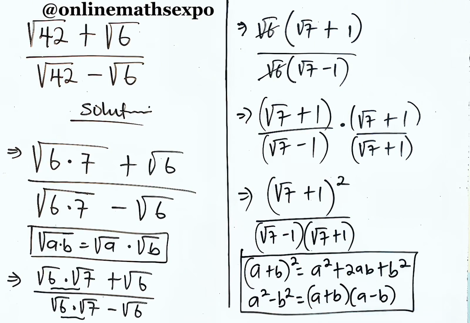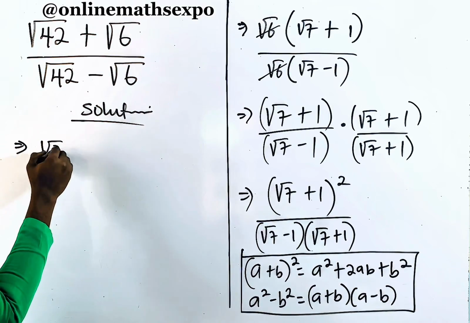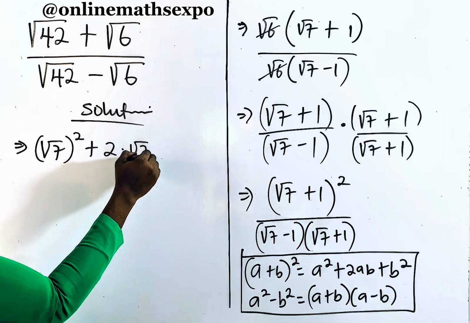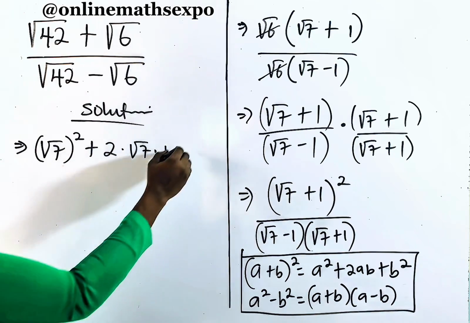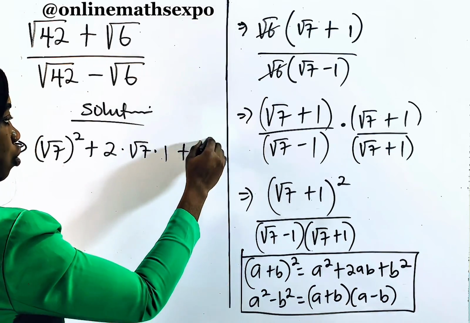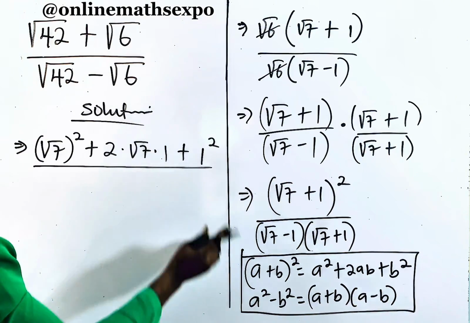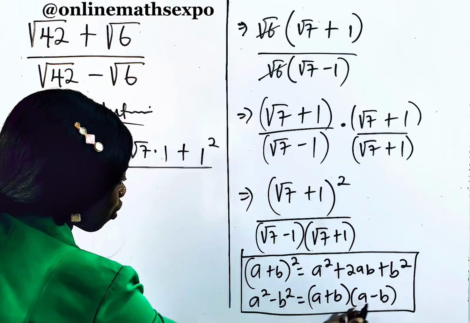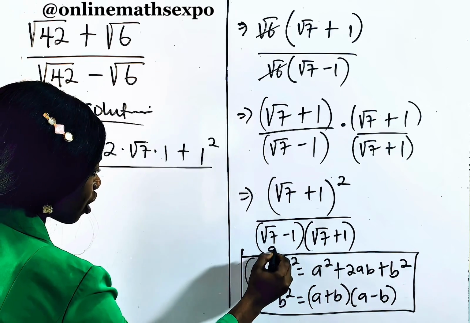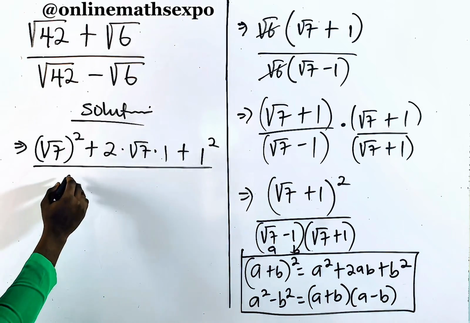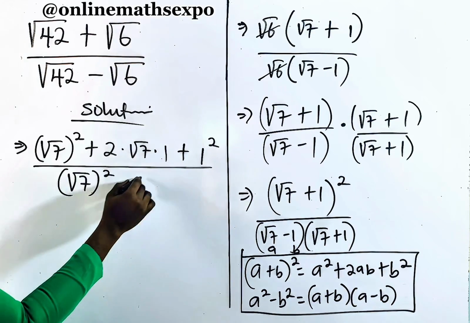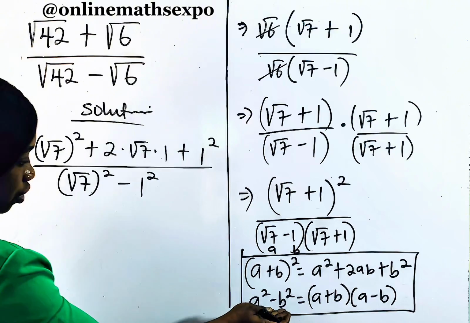To do that, we have root of 7 squared plus 2 multiplied by root 7 multiplied by 1 plus 1 squared, divided by, apply this here. See that this is of this form, so we want to bring it to this. This is A, this is B. So we're going to have root of 7 squared minus 1 squared.